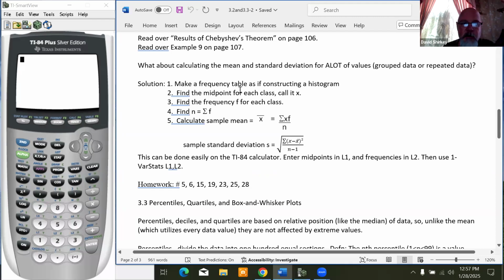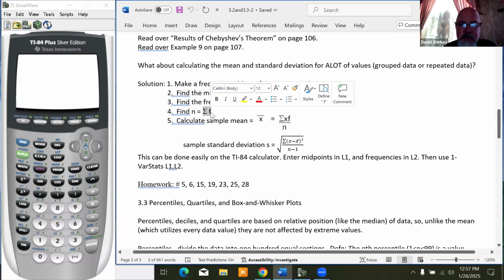All right, so here's how you're doing it. If you're making a table and you're not using the graphing calculator, you make a frequency table as if you're constructing a histogram. You find the midpoint for each class, you call it X. That's what they call it in the textbook. Find the frequency F for each class, and then find N, which is the sum of all of the frequencies.